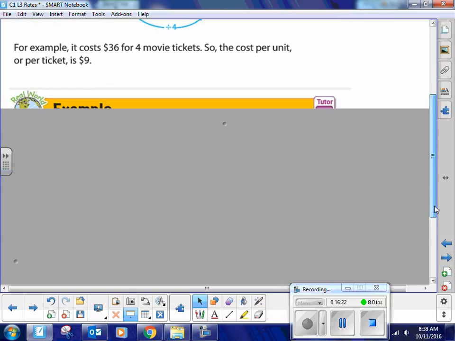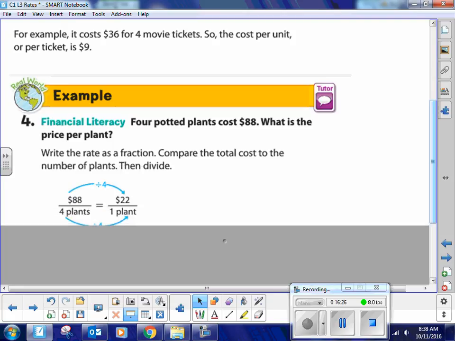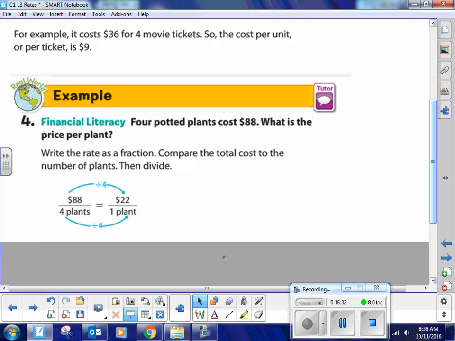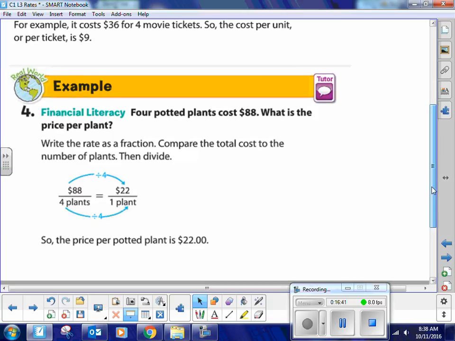Here's an example. 4 potted plants cost $88. What is the price per plant? First, you write the rate as a fraction: $88 for 4 plants. You've got to divide by 4 to get it down to 1 plant, and you find out that each plant costs 22 bucks.